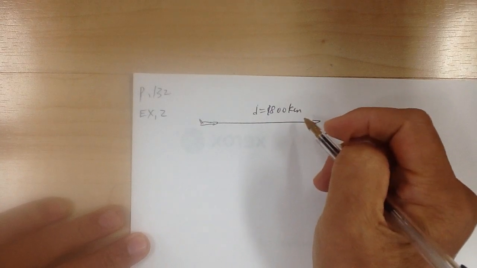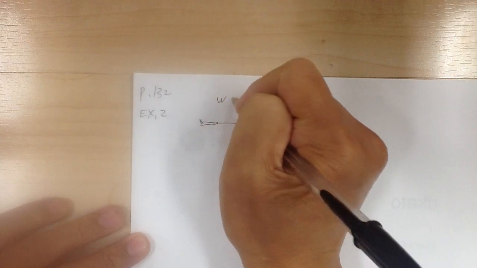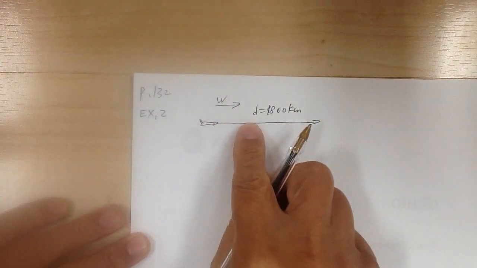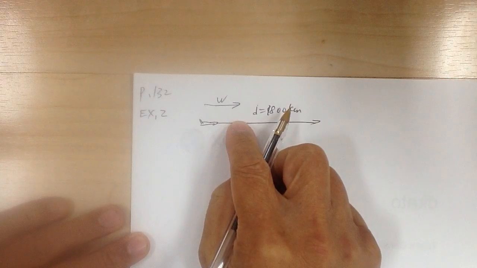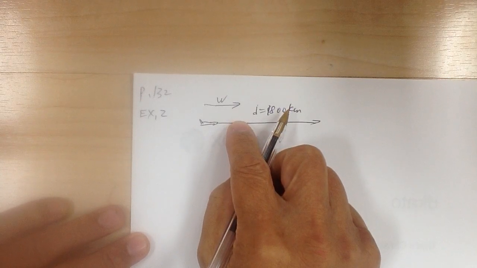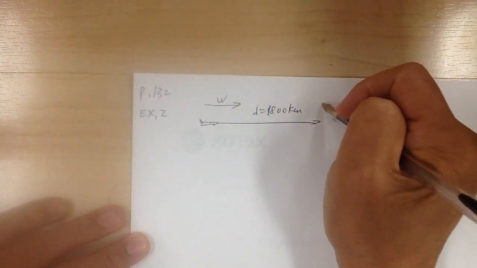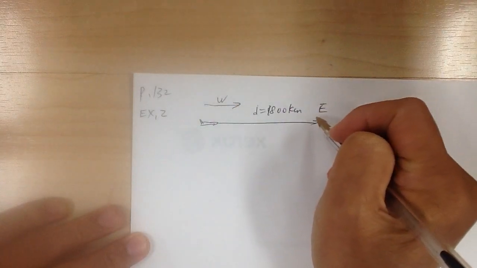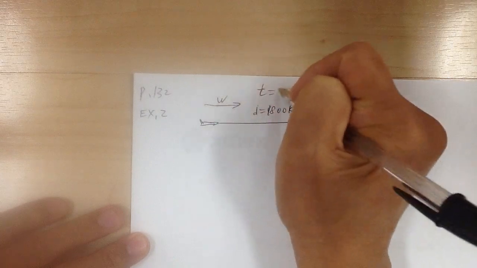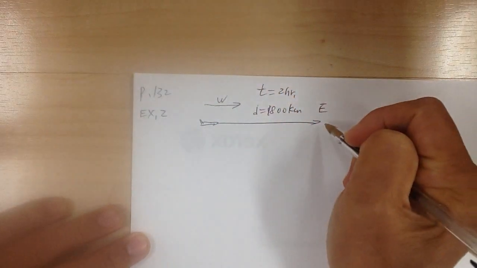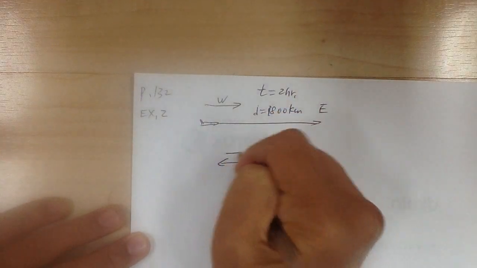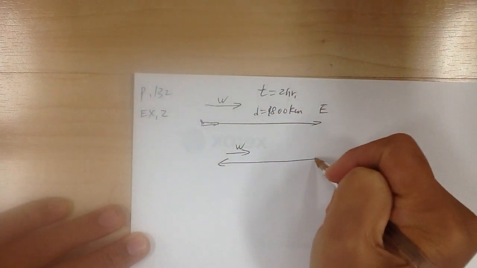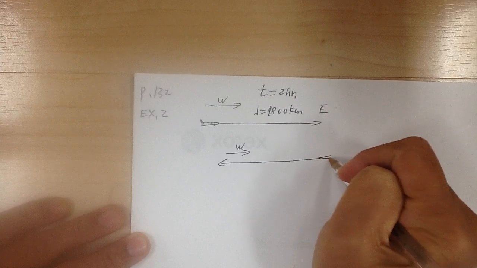As a tailwind, so you have the wind going this way, and the airplane is flying with the wind. This is the eastbound, and the time took 2 hours. And the westbound, so coming back. Now when you're coming back, the wind is still going this way. So this is the airplane coming back.